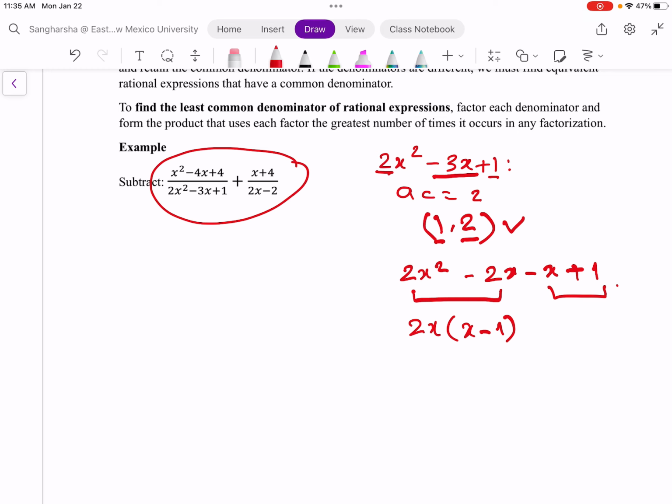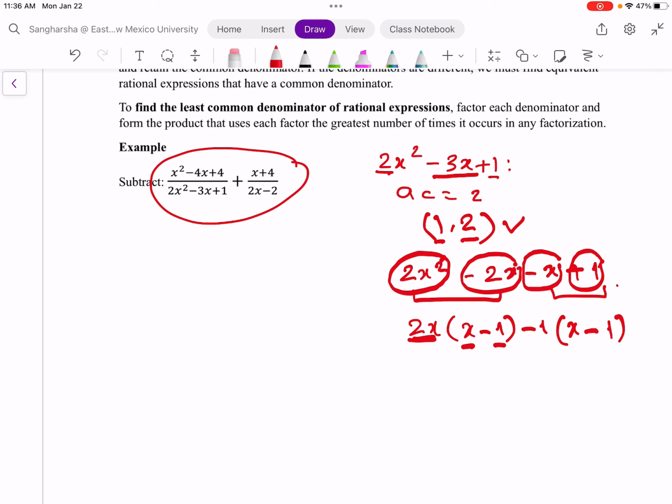You are dividing each expression by the common factor to get x minus 1. So if you divide 2x squared by 2x, you get x. If you divide negative 2x by 2x, you get negative 1. Now in the last two terms, negative 1 is the common factor. So negative x divided by negative 1 is positive x. Positive 1 divided by the common factor, negative 1, is negative 1.